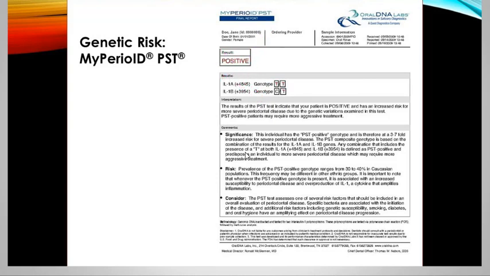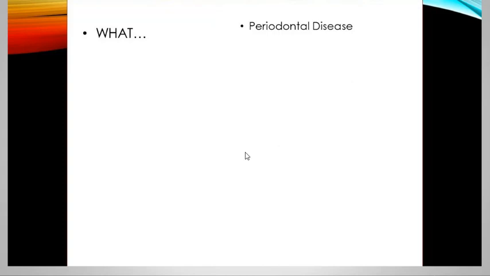And once again, if you come back positive, it tells you the significance of the test, the risk of the test, in that the prevalence of a positive genotype ranges, and it tells you 30 to 40% in the Caucasian population, and it continues on to tell you the significance of it and why you might want to be more proactive with your periodontal health.